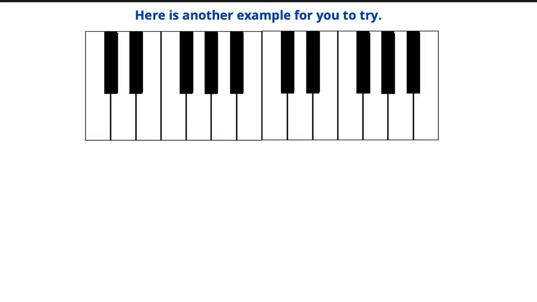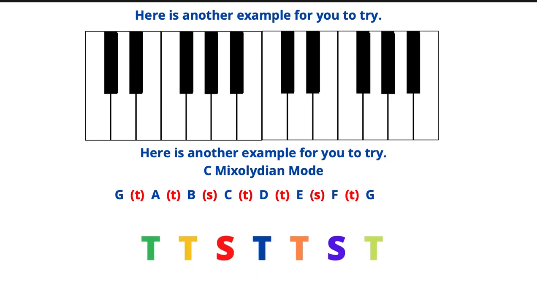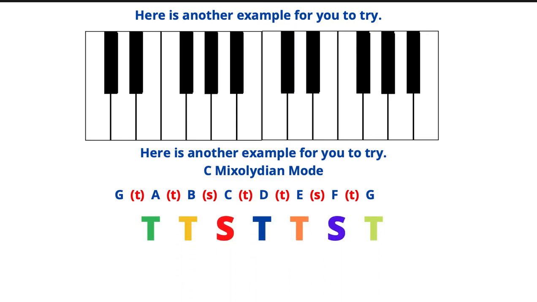Here's another example. Let's try creating the C Mixolydian mode. So the first thing we must do, step 1, write out the Mixolydian mode and find out the movement pattern. So in this case, the movement pattern is tone, tone, semitone, tone, tone, semitone, tone. Step 2, we take that pattern and we use it to find the notes if the mode started on C.